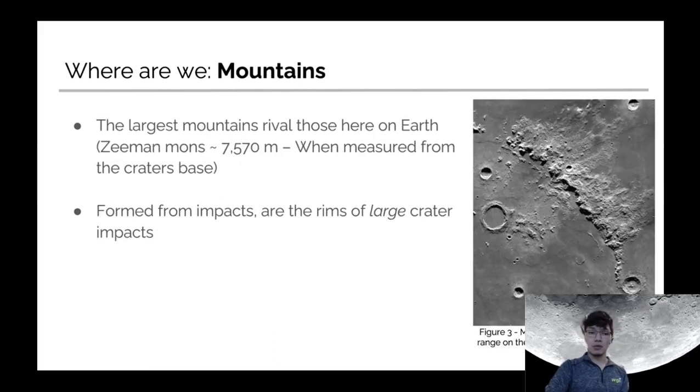The mountains on the moon are some of the highest that we have in the solar system. The largest mountains rival those here on Earth. For example, Zimon Mons is about 7,570 meters when measured from the base of the crater. And these are formed from impacts.